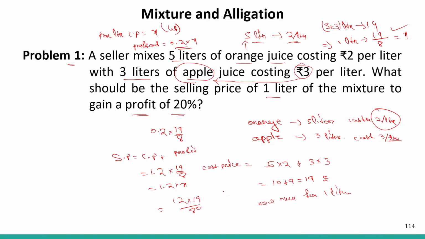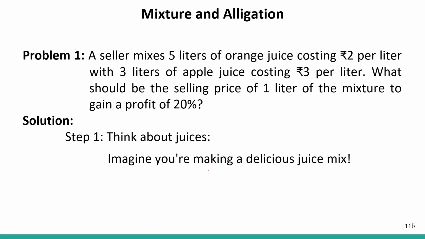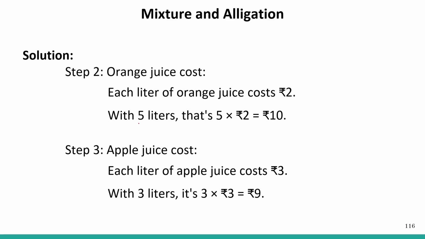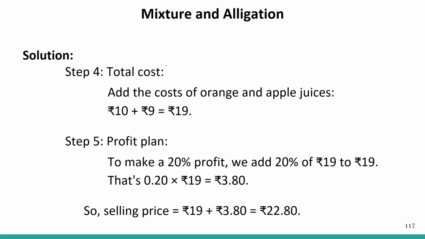Let's go forward and see the step-by-step solution. Imagine you are making a delicious juice. Since we have 5 liters of orange juice, it will cost 10 rupees. And for apple juice, since we have 3 liters and the per liter cost is 3 rupees, it will be cumulatively 9 rupees. So total cost will be 10 plus 9, which is equal to 19. To make 20% profit, we want 20% of 19, that is 0.20 into 19, which is 3.80. So the selling price is 19 plus 3.80, which is equal to 22.80.